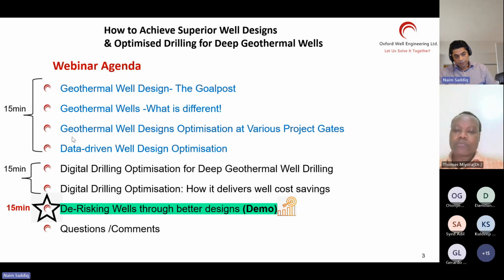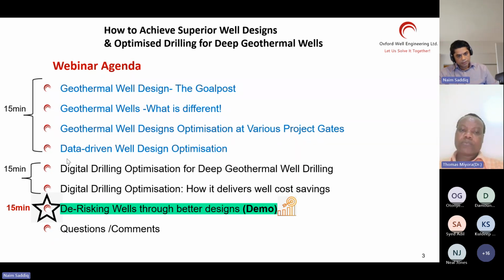The second part will be digital drilling optimization, how to actually ensure that you are optimizing the drilling operation, leveraging digital technologies and the ways to improve them as well. So it will be about how to improve the actual construction of the well to enhance the cost saving side of things.